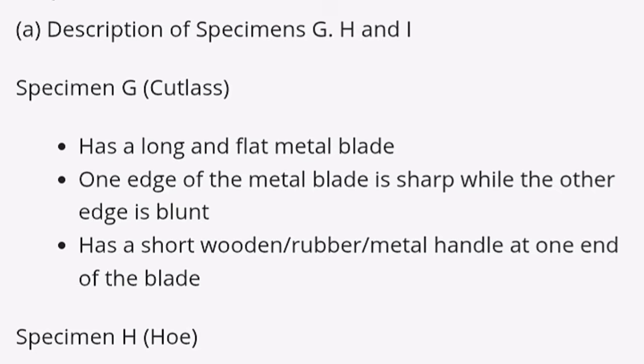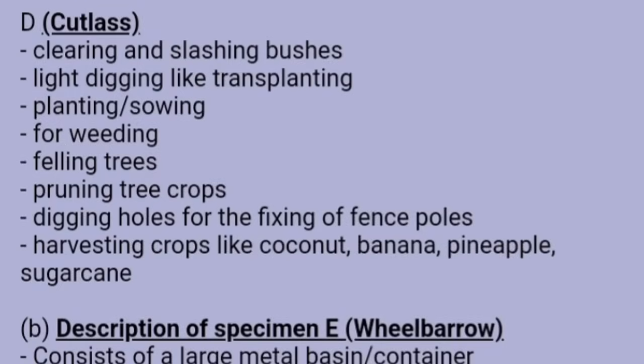Okay, we have described the cutlass. Remember, we've said that cutlass is used for weeding, for pruning, for clearing bush, for cutting wood, for planting, for harvesting, for transplanting, for digging holes. So take note of all that. Then for specimen F, spade, you may be asked for tools that can perform similar functions as specimen F, spade. So you can say hoe can do the same thing, shovel can do the same thing, hand trowel can do the same thing. So you can list them out as tools that can perform similar functions.